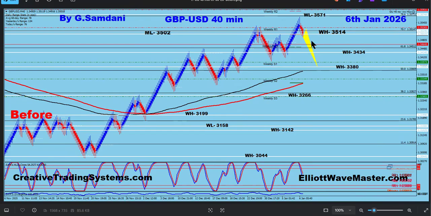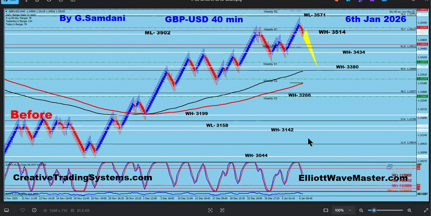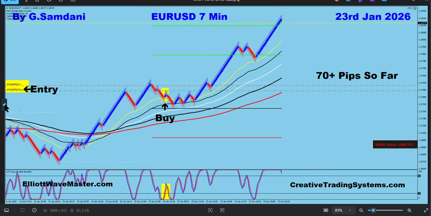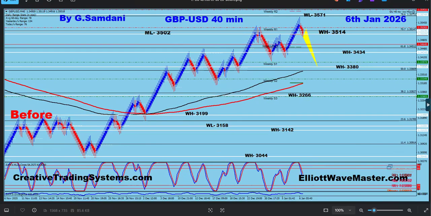Plan the trade. And then it worked out straight down there. Where is my trade? Either 7-minute short or 20-minute short I need, because it is written on this chart. I forget sometimes. But on most of the 40-minute chart you will see it's written here that after having a reversal candle on 40, I need to have that.